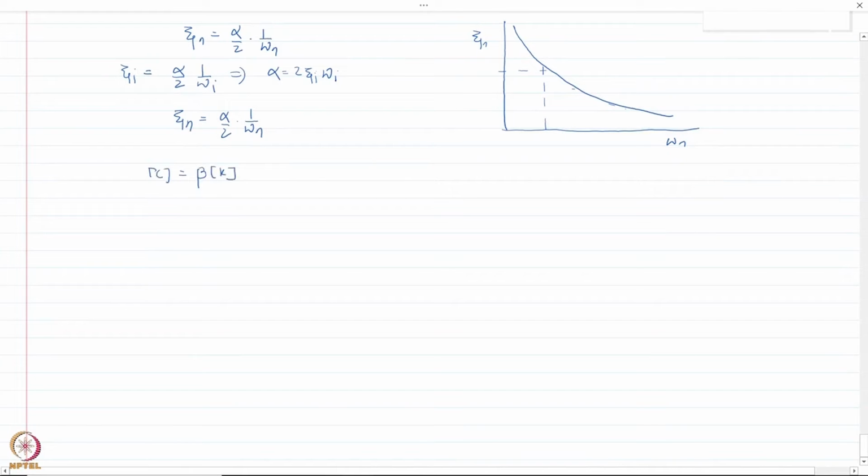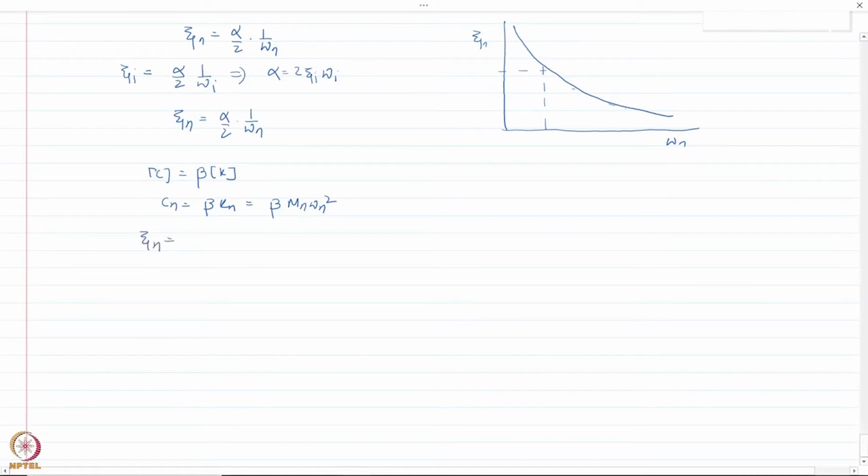So that constant is beta here. I can write the nth element of the diagonalized damping matrix now as Cn equals beta times Kn. Kn is nothing but Mn omega n squared. Omega n is basically the square root of k by m, kn by mn. So I can write that.